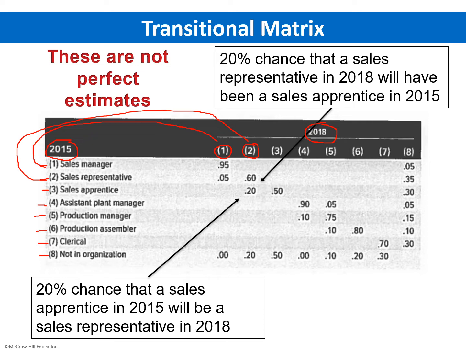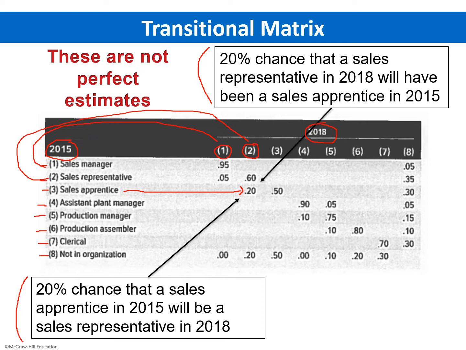Okay, now if we were to follow the chart here today, if we were looking at sales apprentices in 2015, if we follow this over to column 2, we have a value of 0.20. And what that means is there is a 20% chance that a sales apprentice in 2015 will become a sales representative in 2018. And it also means that there is a 20% chance that a sales representative in 2018 will have been a sales apprentice in 2015. So it helps us kind of answer the question of where are people likely to go and where are people likely to have come from, which helps us in forecasting our labor supply.